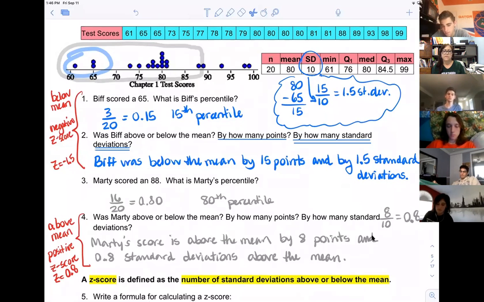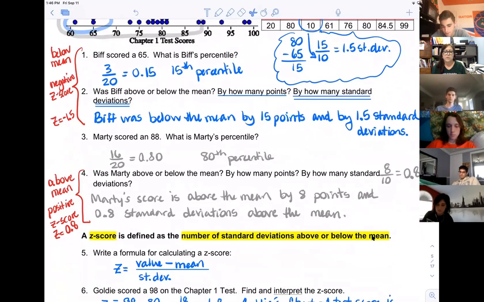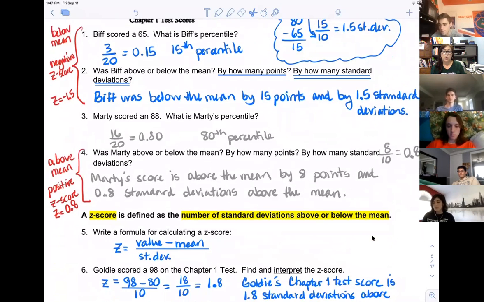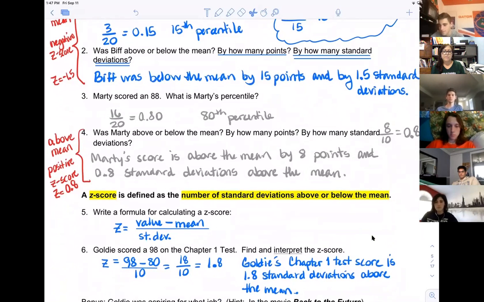Okay, so a z-score is defined as the number of standard deviations above or below the mean. So your formula should be value minus mean divided by standard deviation, specifically because we want the below the mean to have a negative and the above the mean to have a positive z-score. All good? Okie dokie. So Goldie scored a 98, and that means he is 1.8 standard deviations above the mean. So he's really a rock star.